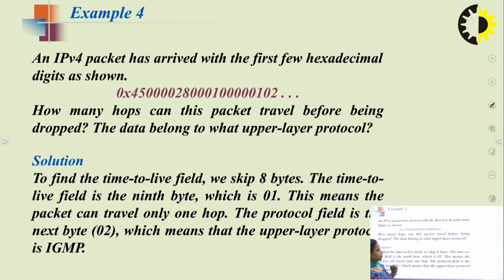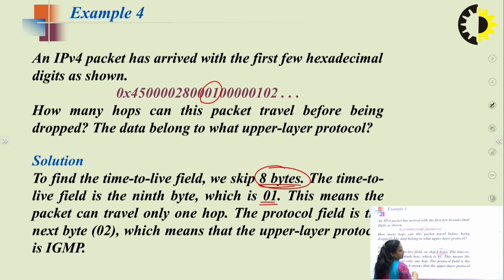Now, next we are going to talk about the TTL value. If an IPv4 packet arrives, it is represented in hexadecimal notation. We have to calculate how many hops this packet can travel before being dropped, and which upper layer the data belongs to. In this case, we have to skip the first 8 bytes because the data is given in hexadecimal notation, and in hexadecimal each value represents 4 bits, right? So we skip the 8 bytes and find the value of TTL. In this case, the value comes out to be 01. The 9th byte will be 01.